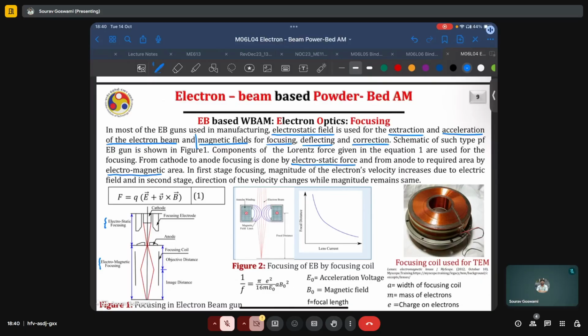And in this first stage, as we already discussed, the magnitude of the electrons' velocity increases due to the electric field, and in the second stage, only the direction of the velocity changes while the magnitude remains almost the same.